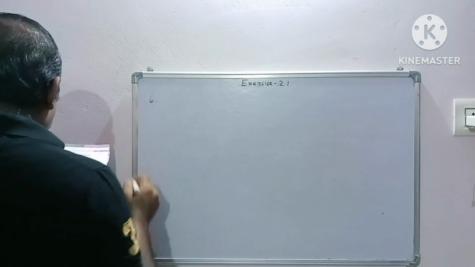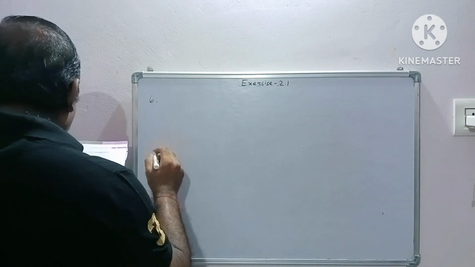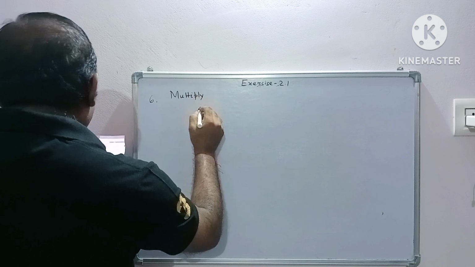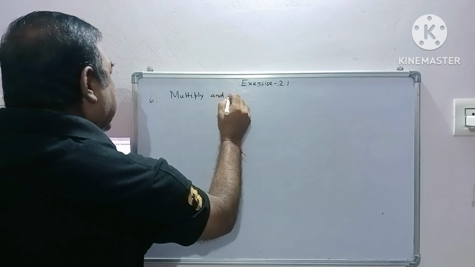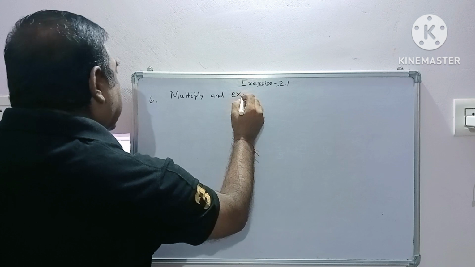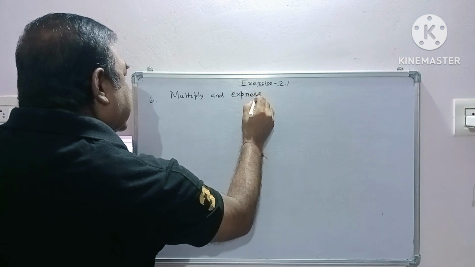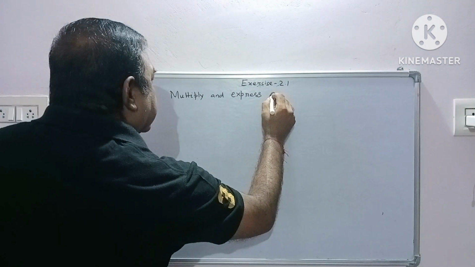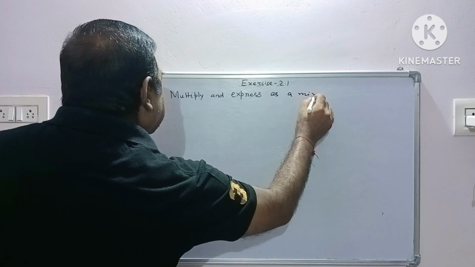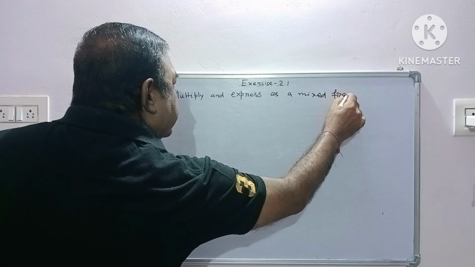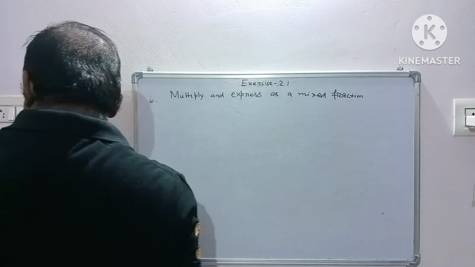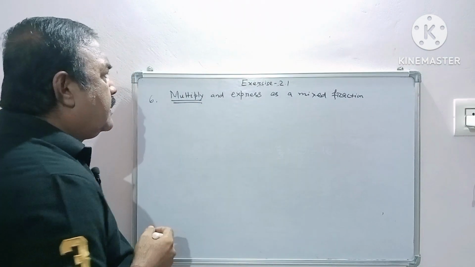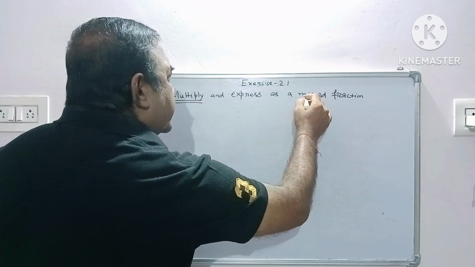And question number 6. Multiply. Already I have told you to read the instruction mindfully. That is most important before attempting any question. What the question demands, what it instructs: express as a mixed fraction. So we have to multiply. Yes, we will multiply and we will get the product, and we will convert the product as a mixed fraction.